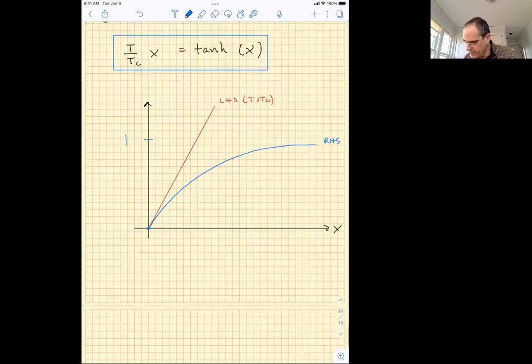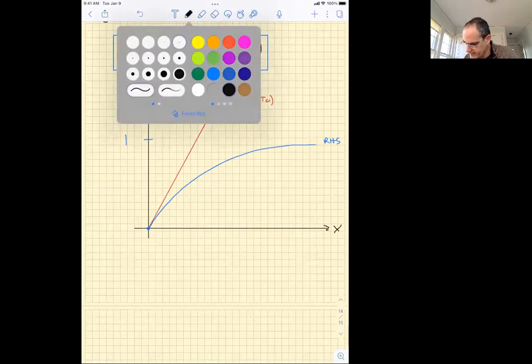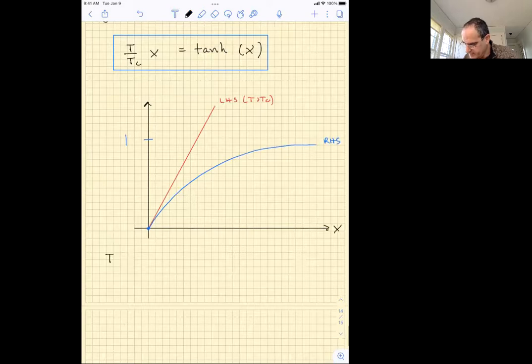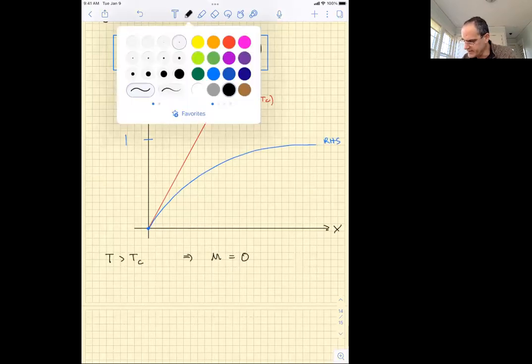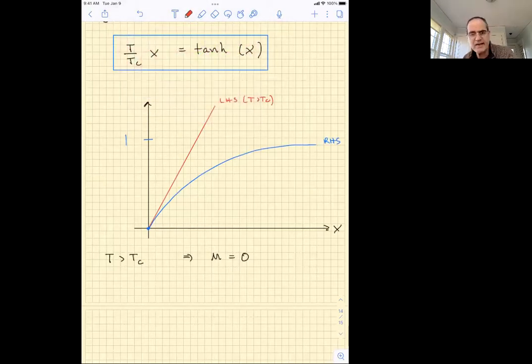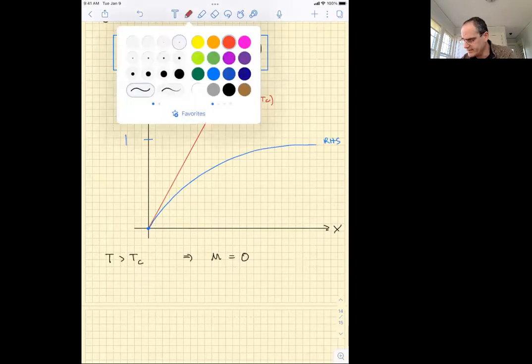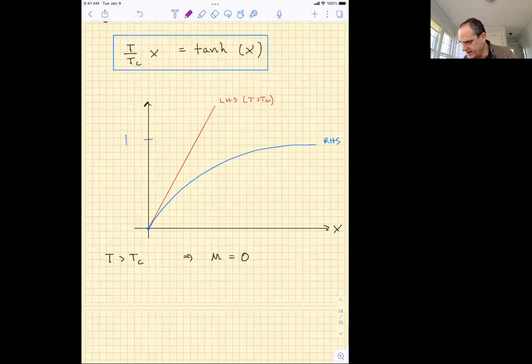So that means for T greater than Tc, with no applied field, the only solution is M equals 0. If x equals 0, then M must be 0, right? Well, that's not so exciting. How about the second case? What if the temperature is less than the Curie temperature? Then I have a line, but the line has a slope less than 1.